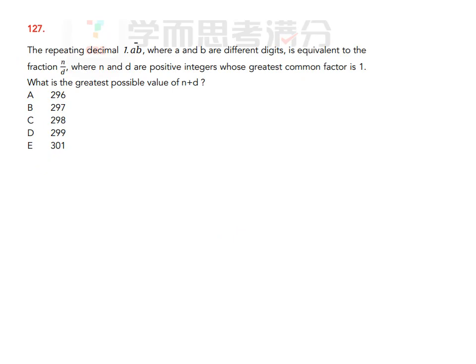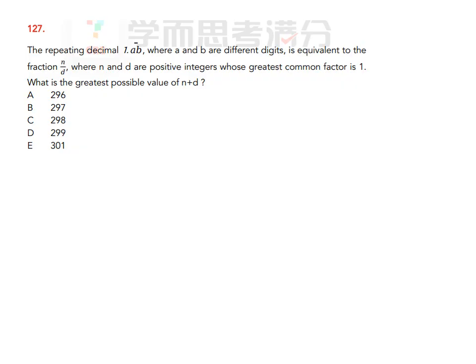The repeating decimal 1.AB, where A and B are different digits. So those digits are repeating. Suppose A is 2 and B is 3. So the digits are different and those are repeating.